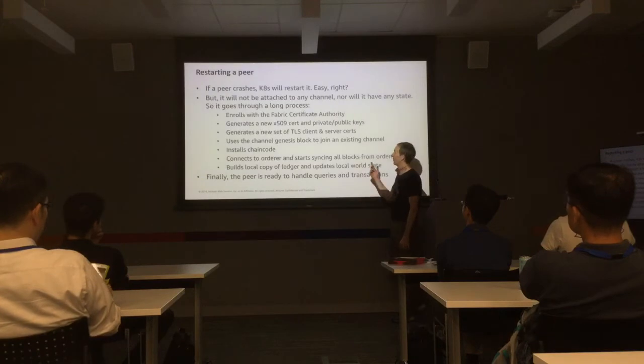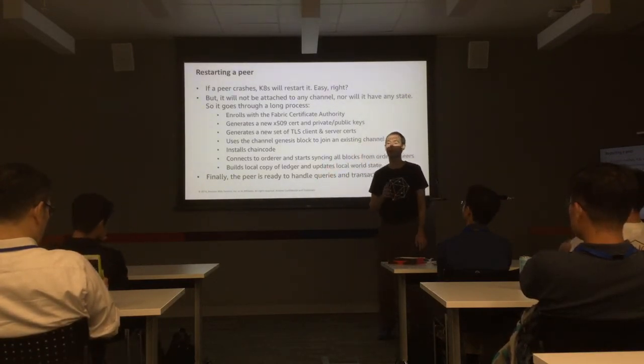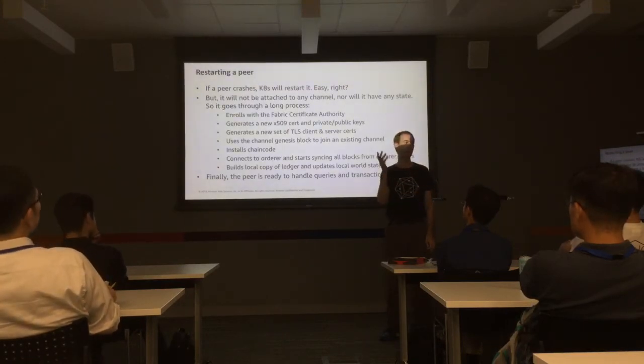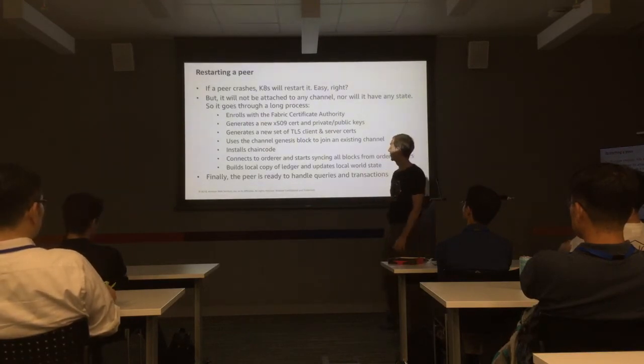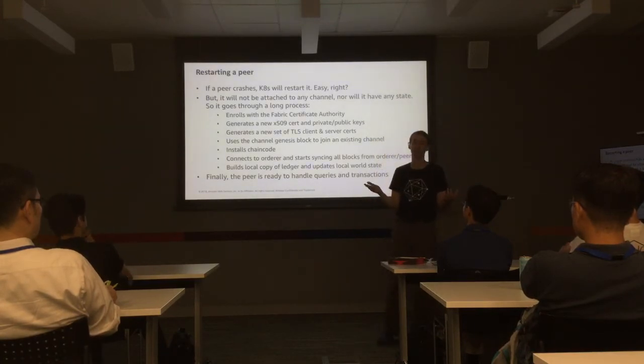We talked a little bit earlier about what happens if a peer crashes. Kubernetes is fantastic at making sure that your pod's always running. Pod dies, Kubernetes will start it up again very, very quickly. It notices that it's down, it'll start it back up again. But because a peer is stateful, has identity and all these sorts of things, it's not really that easy. So look at this long process that it goes through. If you start up a peer in Fabric, it's not attached to any channel, it doesn't have any identity, it doesn't have any data in it, it's basically useless. It has to go through this whole process.